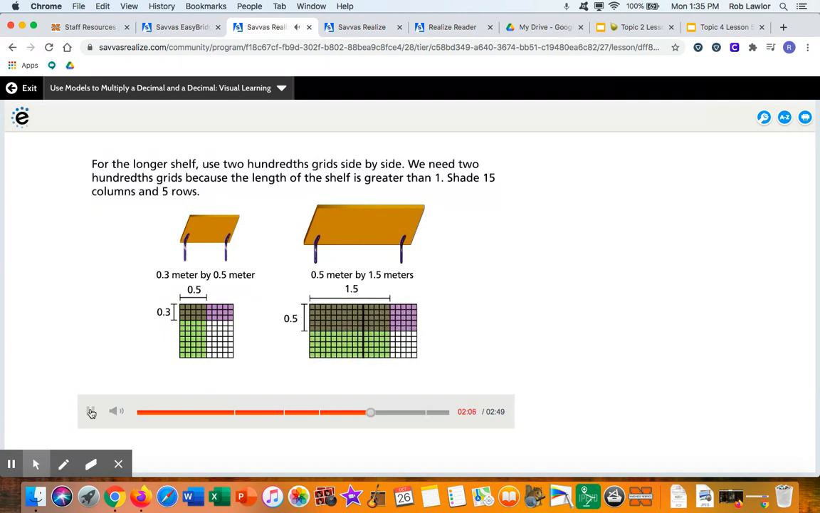For the longer shelf, use 2 hundredths grids side by side. We need 2 hundredths grids because the length of the shelf is greater than 1. Shade 15 columns and 5 rows.